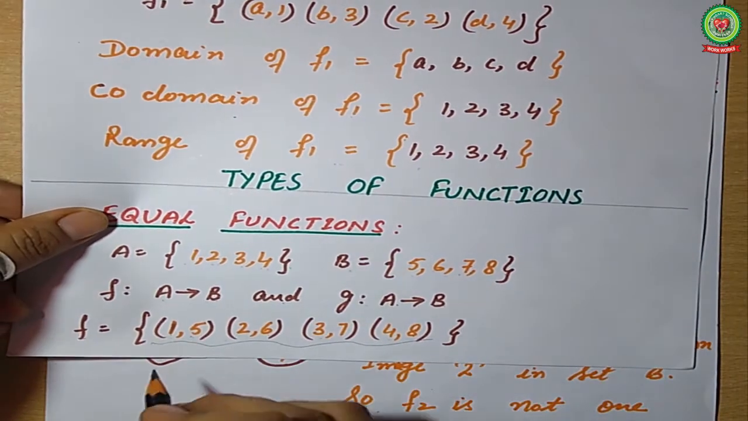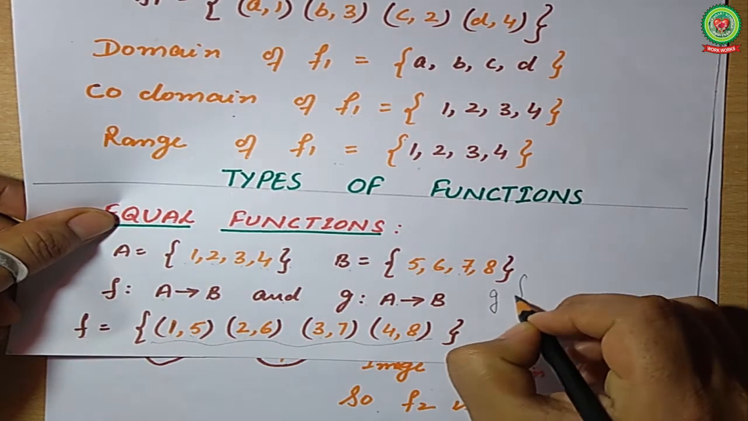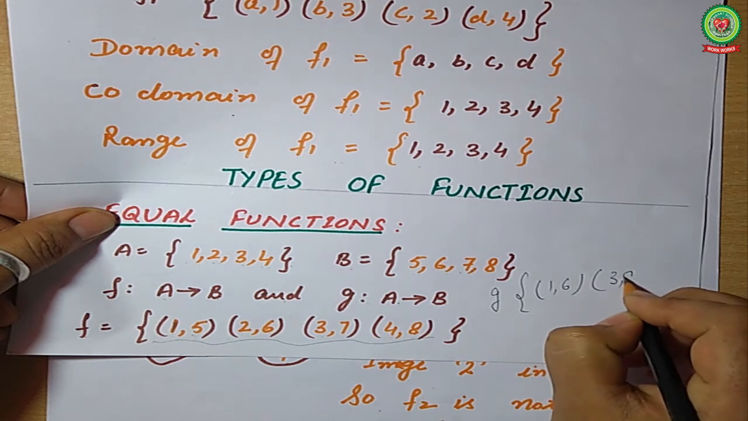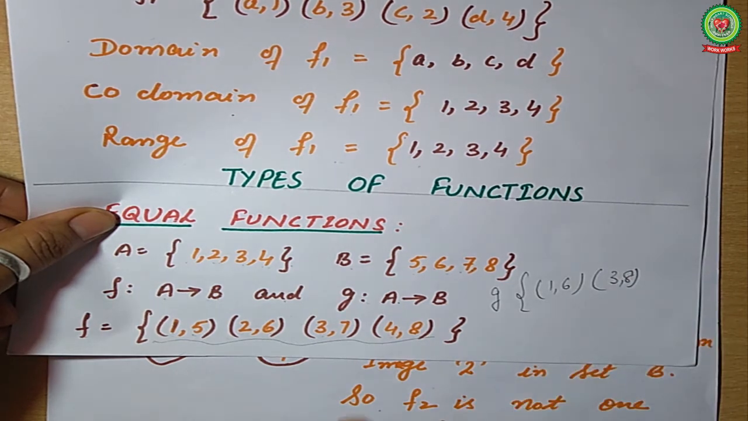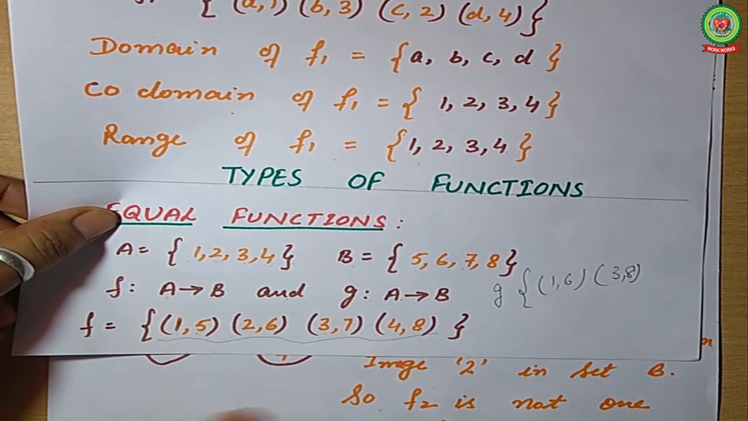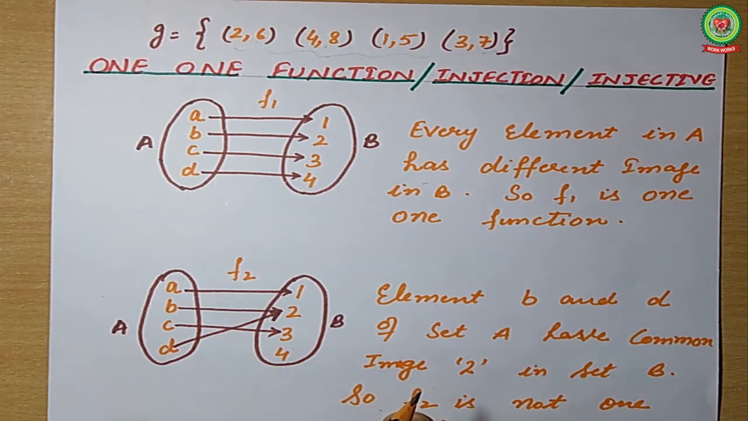But if in G the ordered pairs are like this one, 1, 6, 3, 8, and any ordered pair does not match with F, then F and G are not equal functions there.